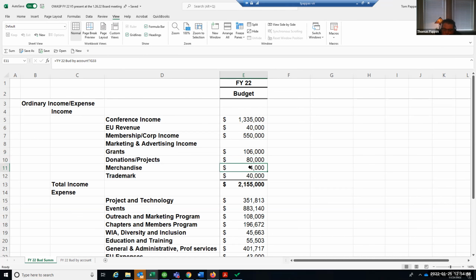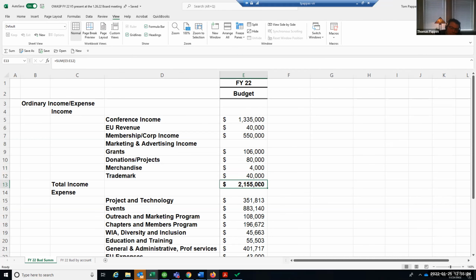Merchandise is not much. We're assuming about $1,000 a quarter. And then Andrew and I are going to try and work on getting the trademark up and running, although, as Andrew and I spoke yesterday, it may very well get combined into corporate membership. So with that, we're showing about 2.1 million in revenue.